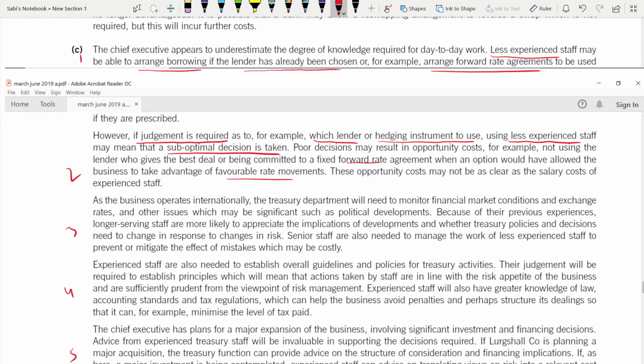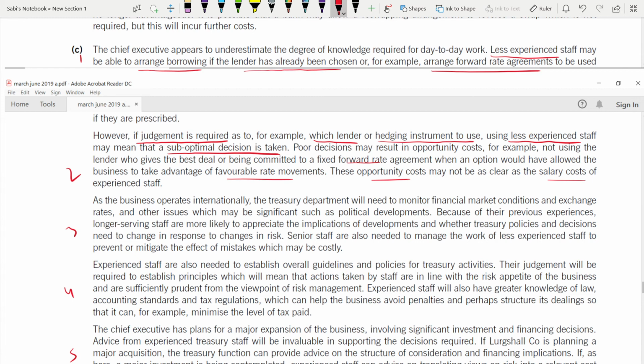Okay, why have they talked about opportunity cost and the salary cost? Because they are telling us experienced staff are very expensive, but it is worth it. Even if they're expensive, they are worth it, because the opportunity cost of not having the leader, the opportunity cost of choosing the wrong derivative, is much bigger than that huge salary which they are taking. So you have to decide which one is more.